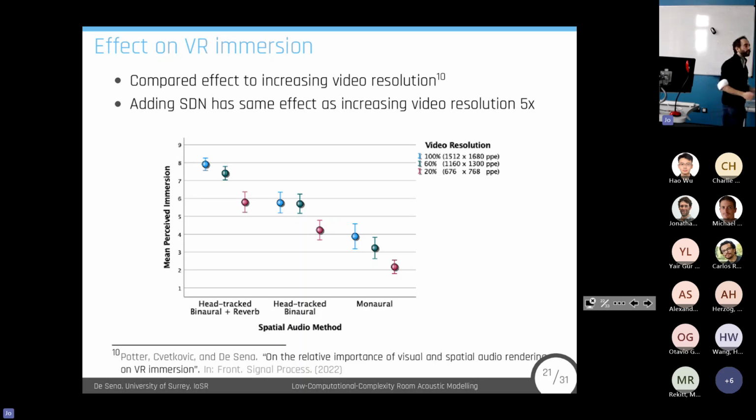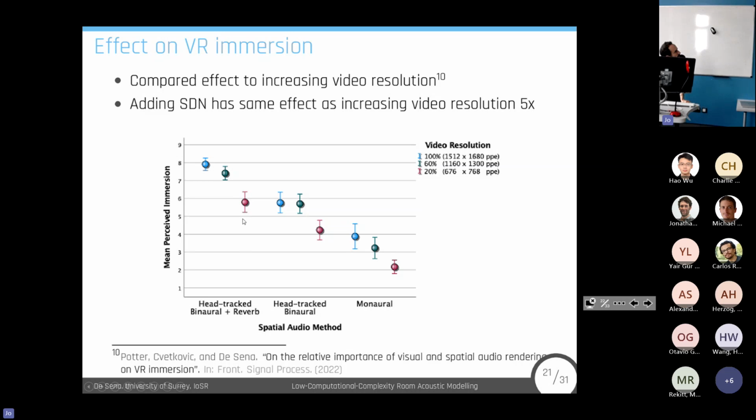And there are certain definitions of immersion. I can't remember exactly which we used in this case, but it's the feeling of being engrossed in the experience or something along those lines. And what we found was quite striking. There are two main points I'd like you to compare, these two.